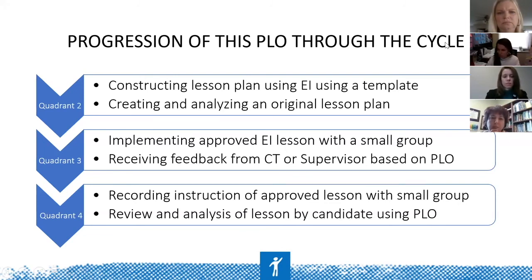would be having them actually implement the approved explicit instruction lesson with a small group of students or in our practicum seminar so that they could get an opportunity to practice it in a safe setting, then get feedback from their CT or from the supervisor based on the professional learning opportunity. And then the final way that this could be advanced to quadrant 4 is that the student could record themselves delivering the instruction of this approved lesson with a small group of students and then take the protocol themselves and analyze their own teaching, asking themselves those questions.